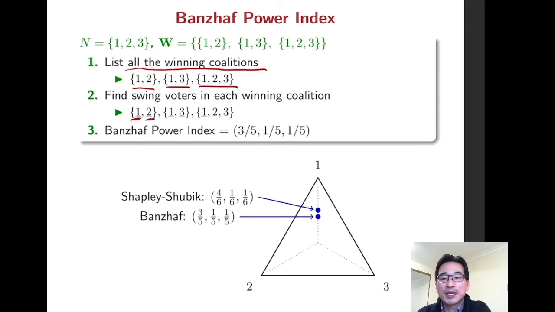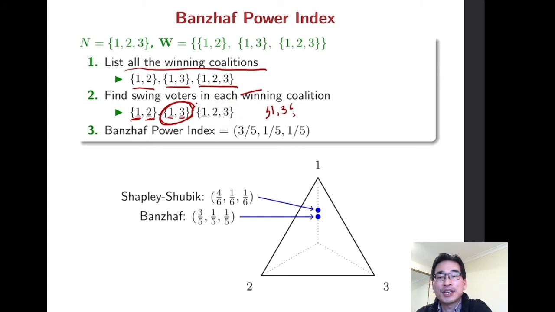Exactly the same way, in the coalition of 1, 3, both players are swing voters. But in this grand coalition, if we drop player 2, still 1, 3 is going to be a winning coalition. So player 2 is not a swing voter in this coalition. Similarly, in this coalition, if we drop player 3, then still players 1, 2 are going to be a winning coalition. So 3 is not a swing voter.